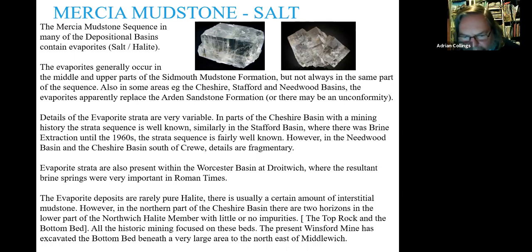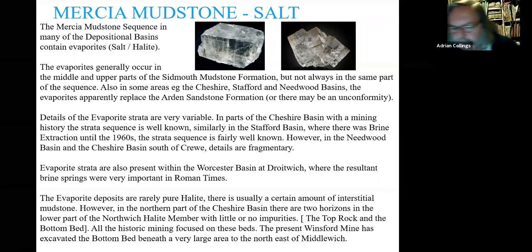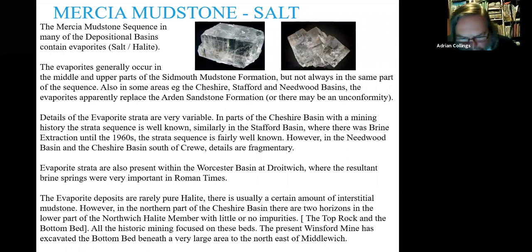Details of the evaporite strata are very variable. In parts of the Cheshire Basin with a mining history, the strata sequence is well known. Similarly, in the Stafford Basin, where there was brine extraction into the 1960s, the strata sequence is very well known. However, in the Needle Basin and the Cheshire Basin south of Crewe, details are fragmentary. The evaporite strata are also important within the Worcester Basin at Droitwich, where the resultant brine streams were very important in Roman times.